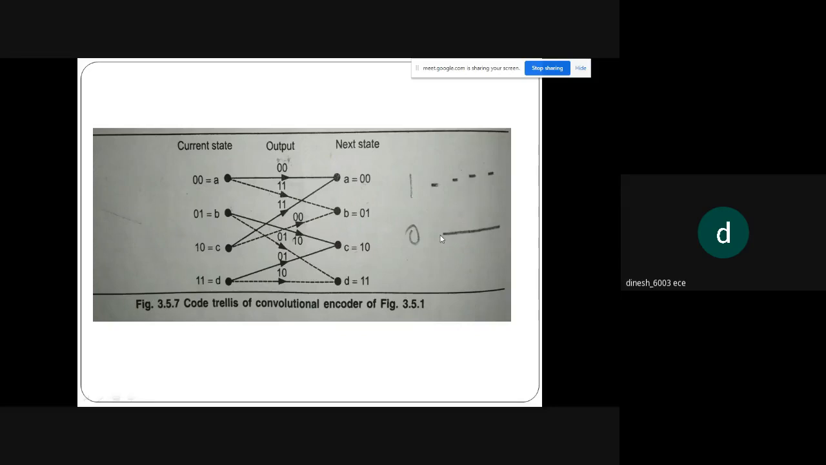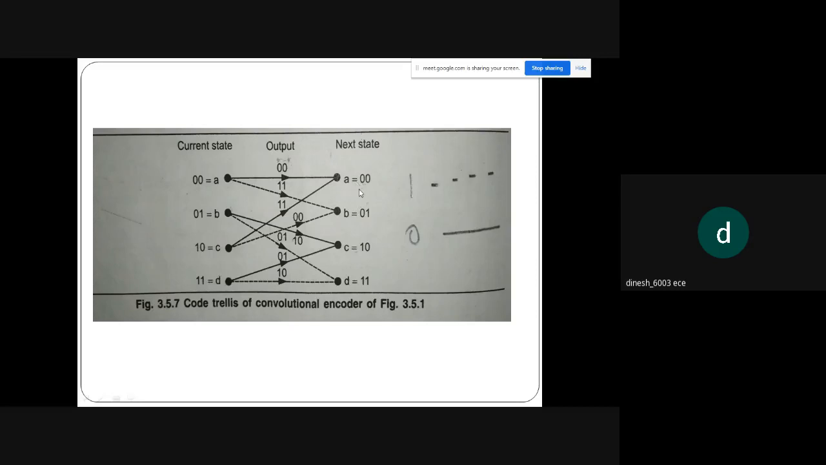So this darkened line represents 0. When I draw it in dark, it is 0. When I draw it in dots, it is 1. The meaning is that M is equal to 0 or M is equal to 1. Okay. So in the current state, write 4 states, A, B, C, D, with the equivalent encoder values that I had given: 00, 01, 10, 11.